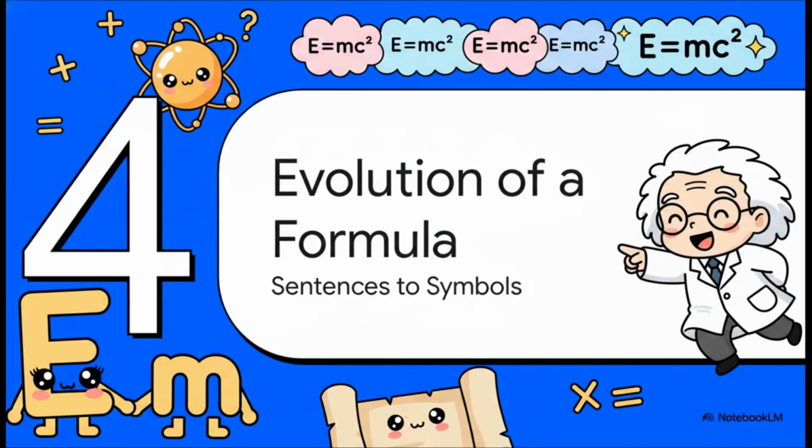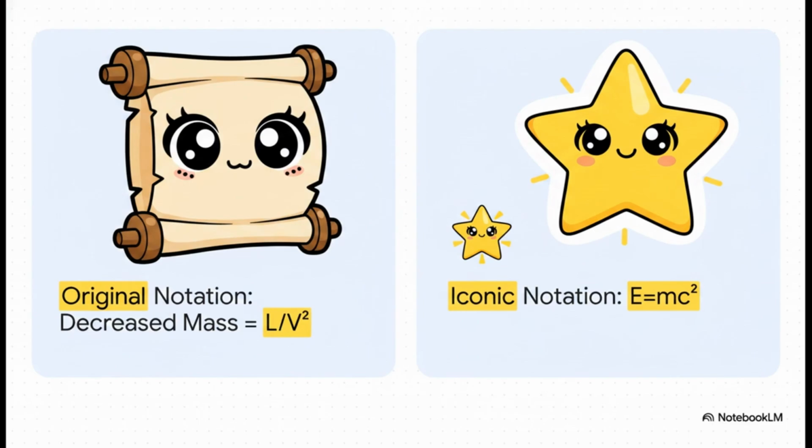The evolution of a formula. What's really fascinating is that the most recognizable math formula in human history didn't actually start out looking the way we know it today. Einstein's original 1905 notation was actually written out as a sentence. He used the letter L for energy and V for the speed of light, stating that decreased mass equals L over V². It wasn't until around 1912, 7 years later, that he finally transitioned to the iconic, clean E equals mc² notation, permanently cementing it into history.